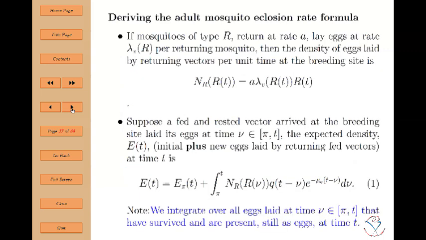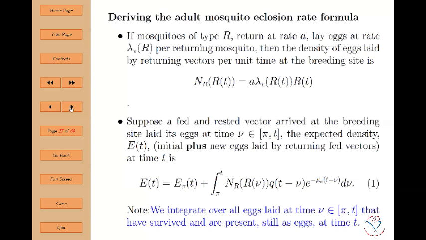If the mosquitoes of type R return to the breeding site and lay eggs at rate lambda V of R, then the total number of eggs that are laid per unit time will be that quantity there, lambda V times R. We can integrate the total number of eggs over all eggs that are laid between time pi and time T, to get formula 1 that we are showing here. That gives us the expected number of eggs at the breeding site that remain as X and are being replenished by mosquitoes of type R over the interval from pi to T.